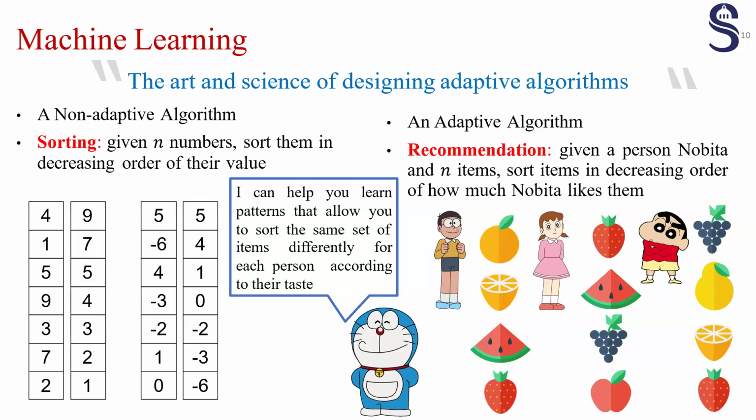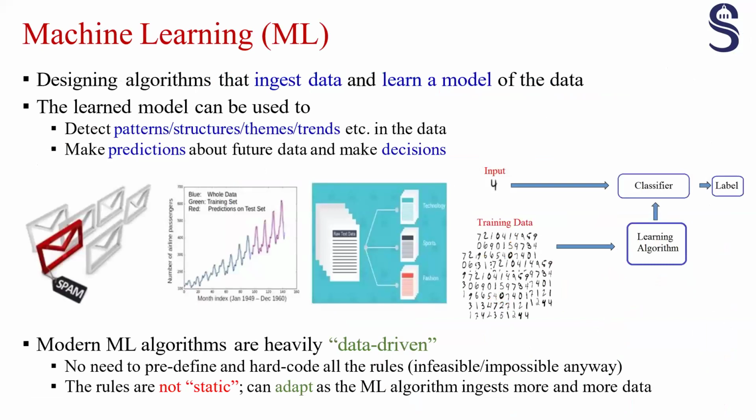So here the algorithm is the recommendation: given a person, Nobita, and an item, sort the items in descending order of how much Nobita likes them. So based on the different persons, when you arrange something, that is the recommendation, right? And this is an adaptive algorithm which can be further used in the machine learning procedures. We'll discuss the types of machine learning and so on in the later slides, right?